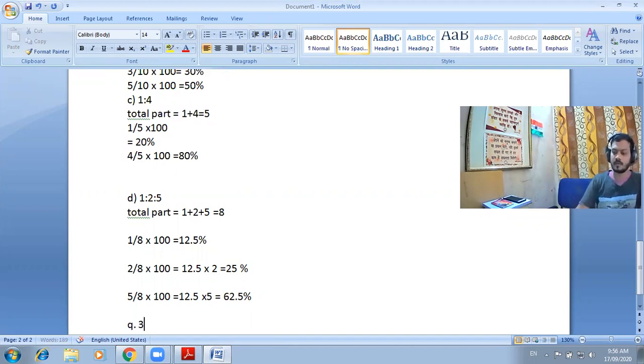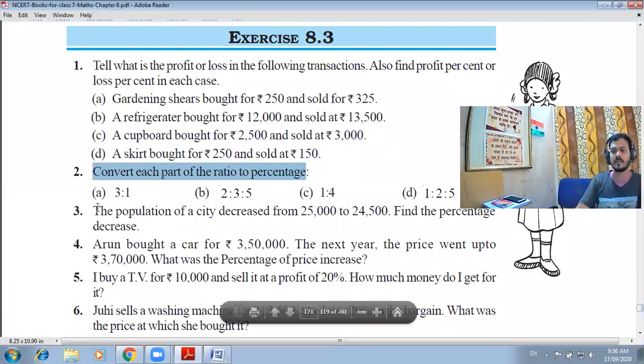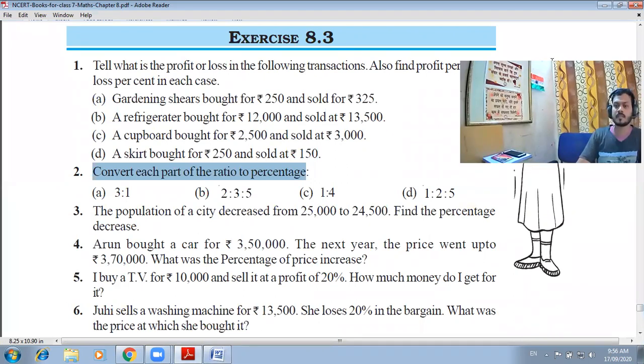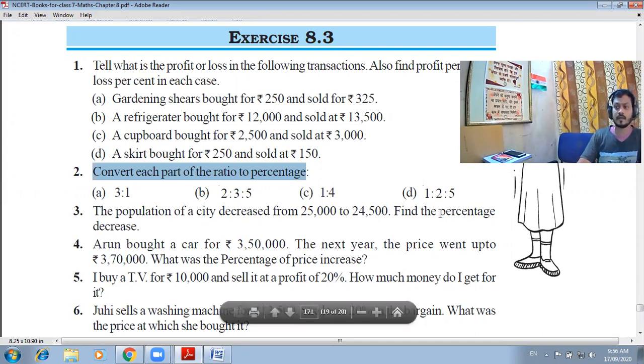And what is given in question number third? So firstly read the question carefully. The population of a city decreased from 25,000 to 24,500. Find the percentage of decrease.